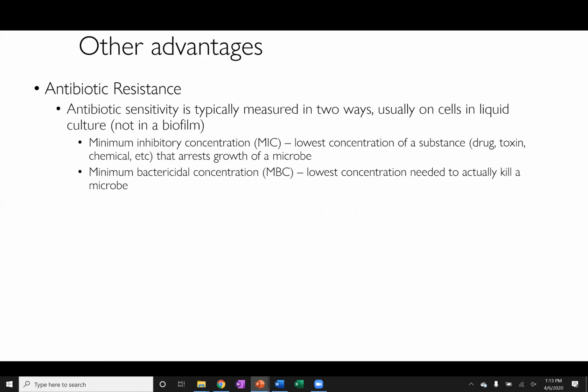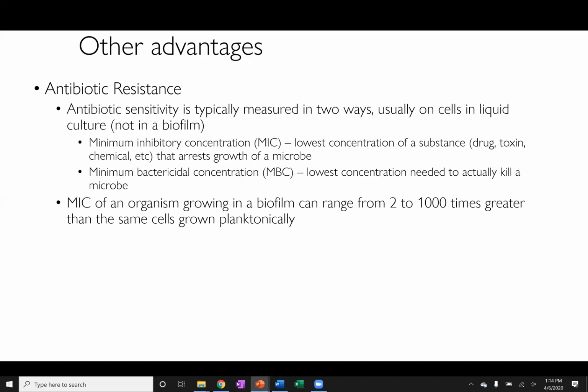Antibiotic resistance is a really important thing to think about in contrast to biofilms, because as we mentioned, biofilms are really important in a clinical setting. So when we think about antibiotic resistance or sensitivity to it, it's typically measured in cells in a liquid culture. So remember when we talked about calculating that MIC, or the minimum inhibitory concentration, remember that's the lowest concentration of a substance that arrests the growth of a microbe. Or the minimal bactericidal concentration, which is the lowest concentration needed to kill a microbe. Remember, these are always calculated on liquid, planktonic cultures.